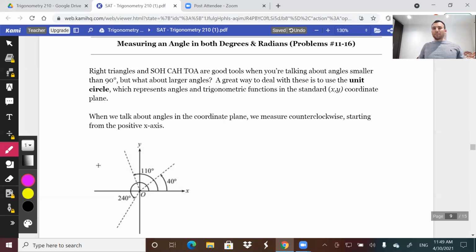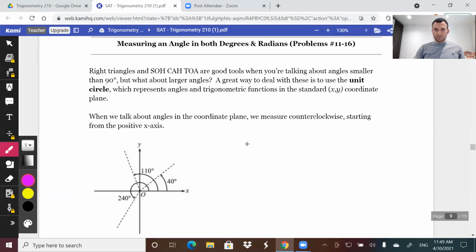It's actually fairly simple. If you think about how we measure distance, we can measure distance in kilometers, miles, inches, centimeters. You pick it. We have a bunch of different units to measure distance. Well, guess what? There's another way to measure an angle other than degrees. You can measure it in radians.